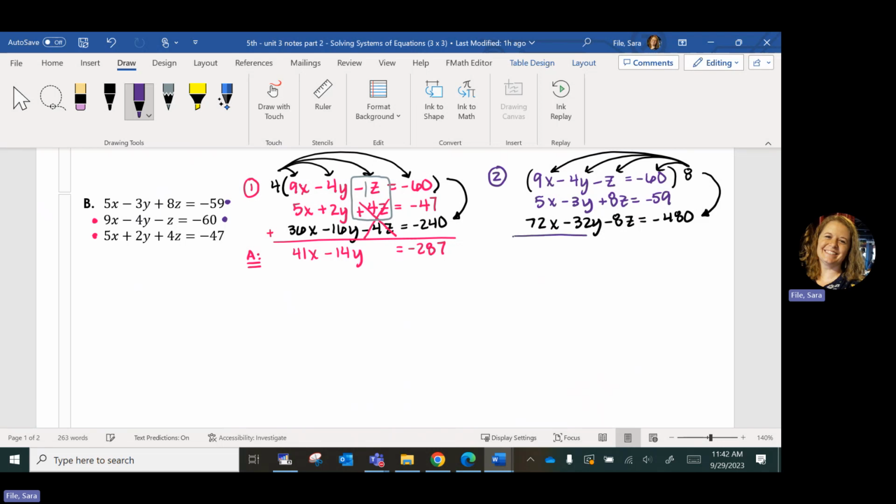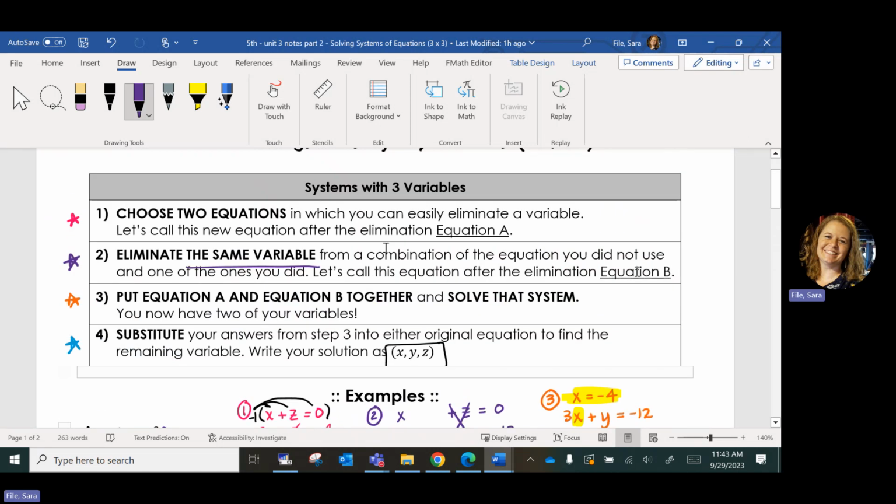So now I'm ready to eliminate my z's. And so that's going to leave me with 77x minus 35y equals, and then 480 and 59 is going to be 539, and it's going to be negative. And I'm going to call that equation B, because that's what step 2 said to call it right here. It says then that's my equation B.